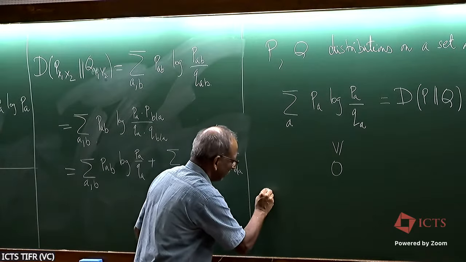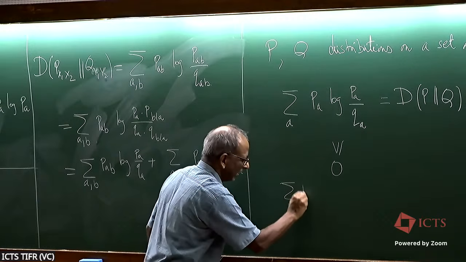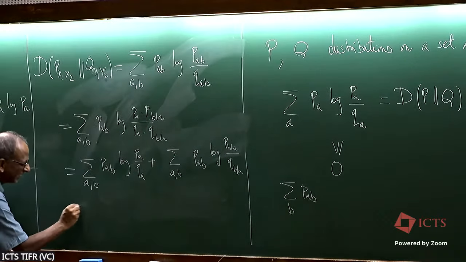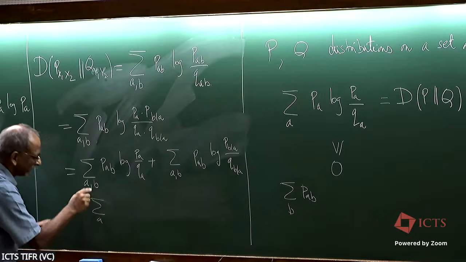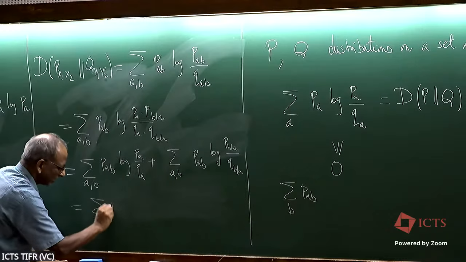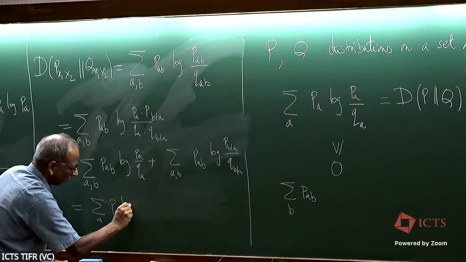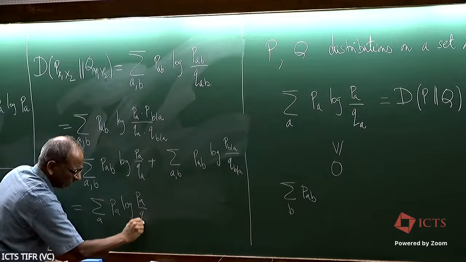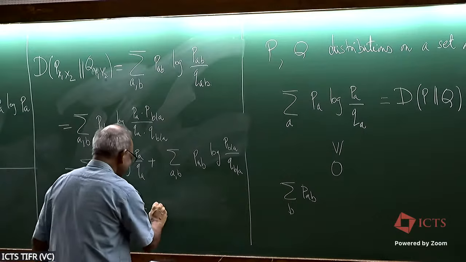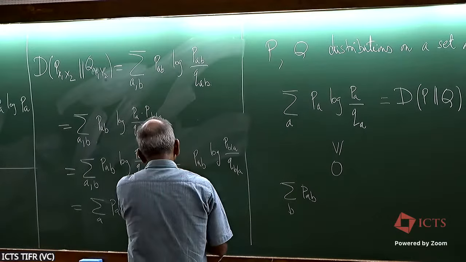Fix a value of A and sum over B P(A,B). I can drop the B here because this part is independent of B, and call it P(A) log P(A) by Q(A), which looks like a relative entropy. I'll let you think about what it is. And what could I do here?